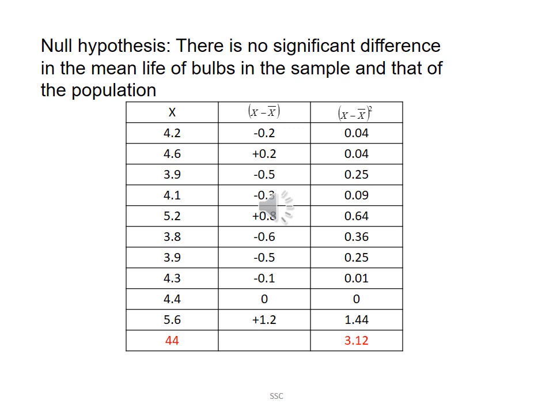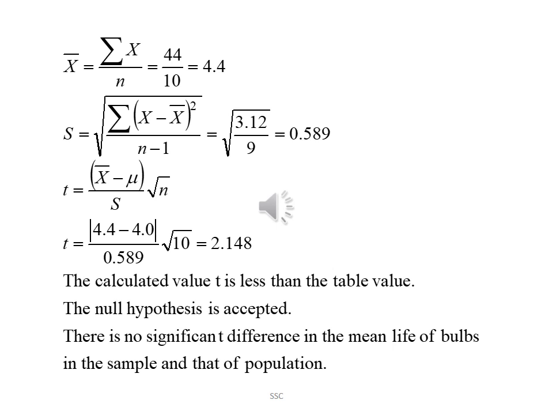You just calculate similarly to the end of the values. In the third column, you take the square of the second column. The total of the third column is 3.12. Here x bar is the summation of x by n, 44 by 10, so 4.4 is the sample mean. The standard deviation is the square root of the third column total divided by n minus 1. Here 10 is the sample size, and 10 minus 1, which is 9, is the degrees of freedom. Simplifying, 3.12 by 9 under the root is 0.589.